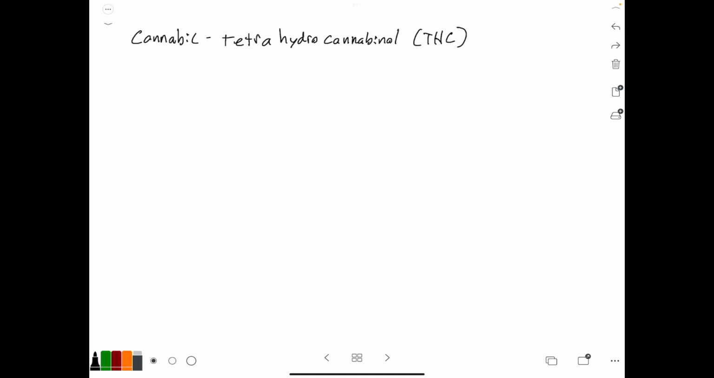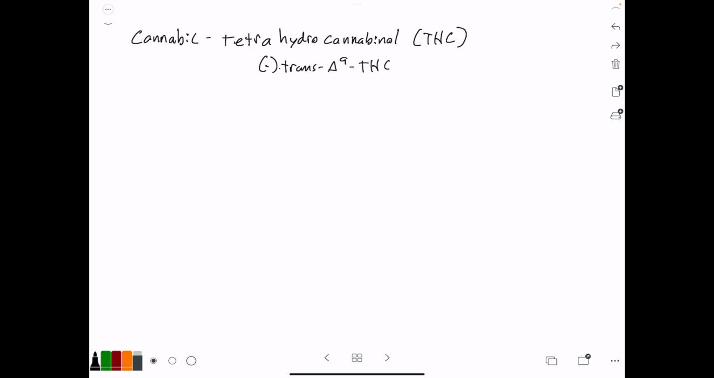And if you want to be a real chemistry stickler, there are different types of THC. It's technically negative trans delta 9 THC. But we'll call it THC. And so what does THC do? Well, that's a good question.